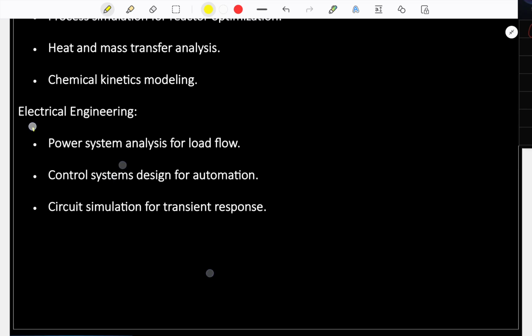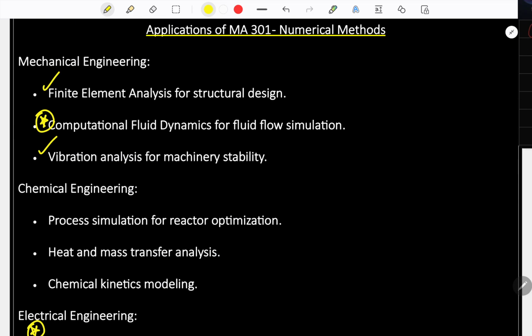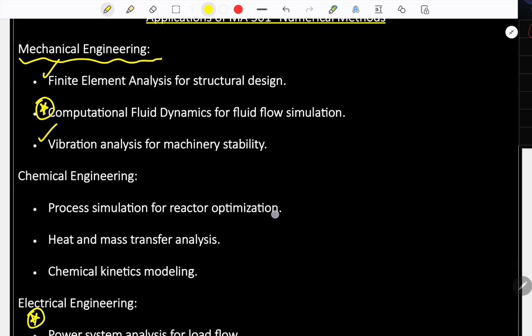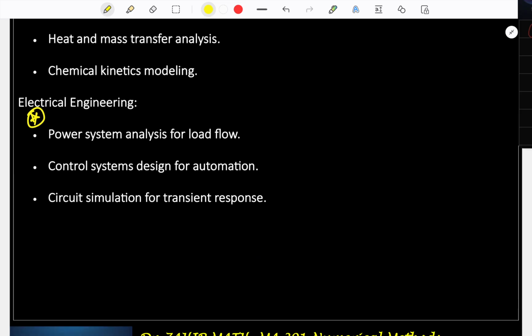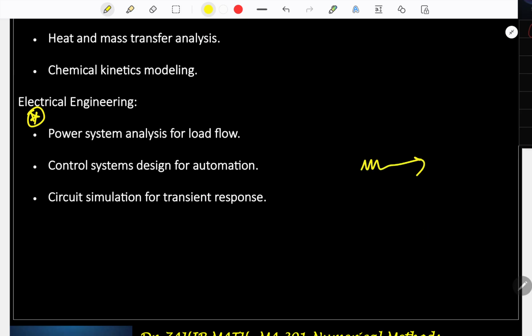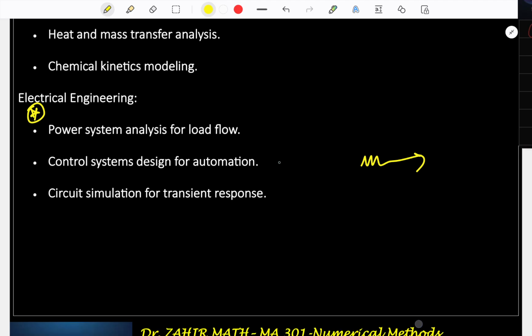Now electrical engineering. Again, I'm telling you, electrical and mechanical engineering students will use these methods in many places. The first thing, a very interesting one, is power system analysis for load flow. It checks how electricity moves in networks to keep your power steady and reliable. Next, a very important and nice course, control systems. It designs for automation, creating systems to control machines automatically with accuracy. That's very, very important.